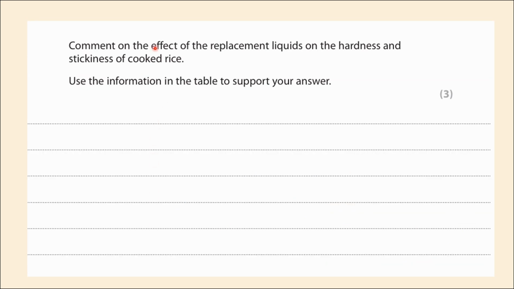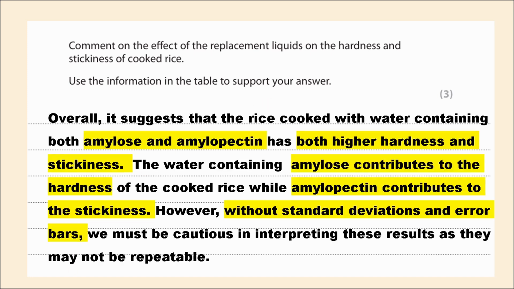In this question, we are asked to comment on the effect of the replacement liquids on the hardness and stickiness of cooked rice using the information provided in the table. So let's begin by summarizing our key findings. Overall, the data suggests that the rice cooked with water containing both amylose and amylopectin has both higher hardness and stickiness. And the water containing amylose contributes to the hardness of the cooked rice, while amylopectin contributes to the stickiness.